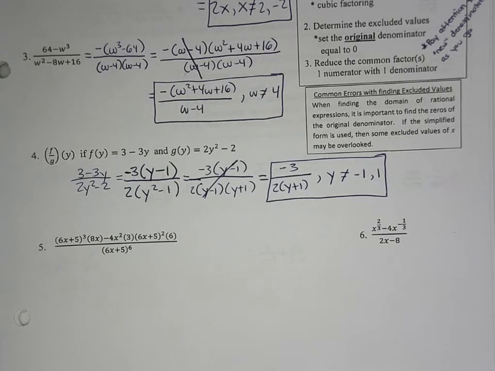In number 5 here, we are again simplifying, so we need to start with factoring. We did number 5 because it's kind of a weirder factor. In the numerator here, there is a GCF that factors out. We have our first term here.